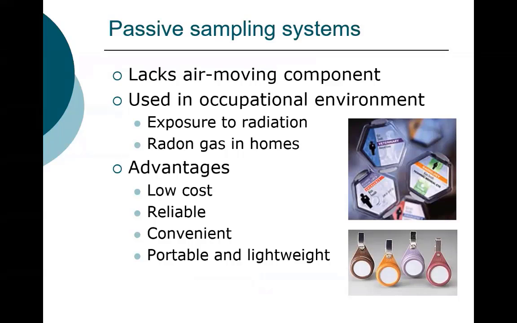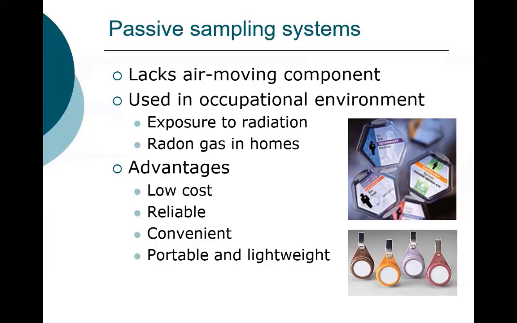We also have passive sampling systems. These don't have any moving component, and they're predominantly used in an occupational environment. So for instance, if you were to work at the FRIB, you would wear one of these. In fact, you would wear it at all times, wherever you were working in that building. Whether you were filing paperwork or actually back in the lab doing lab work, you would wear a radiation monitor. These are located close to the breathing zone. You would typically wear them close to your collar.